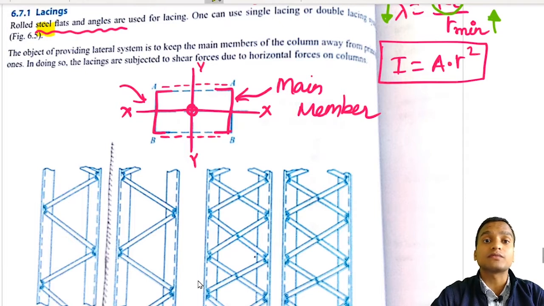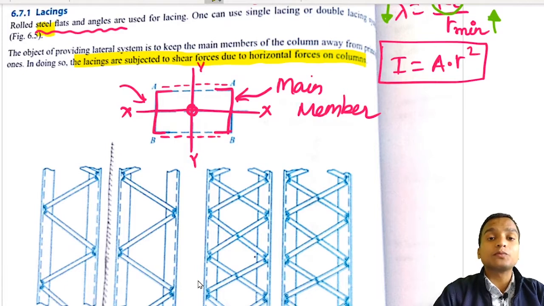And this is a very important point, that lacings or battenings both are subjected to shear forces due to horizontal forces on columns. So we have to design each and every element of this laced column one by one.